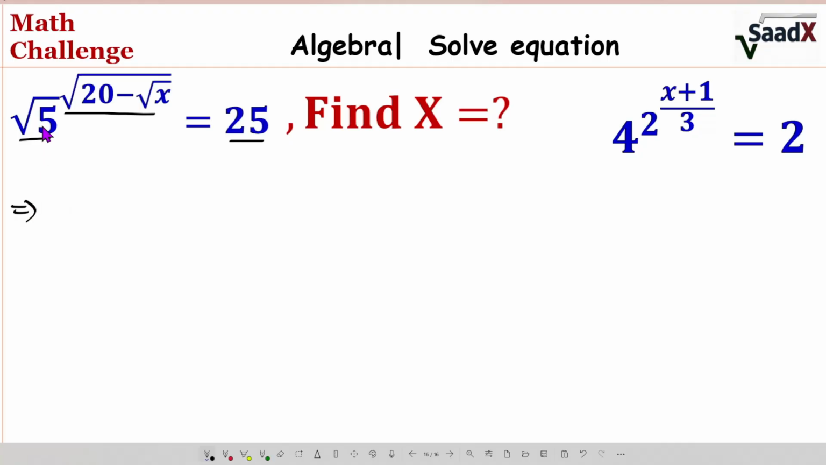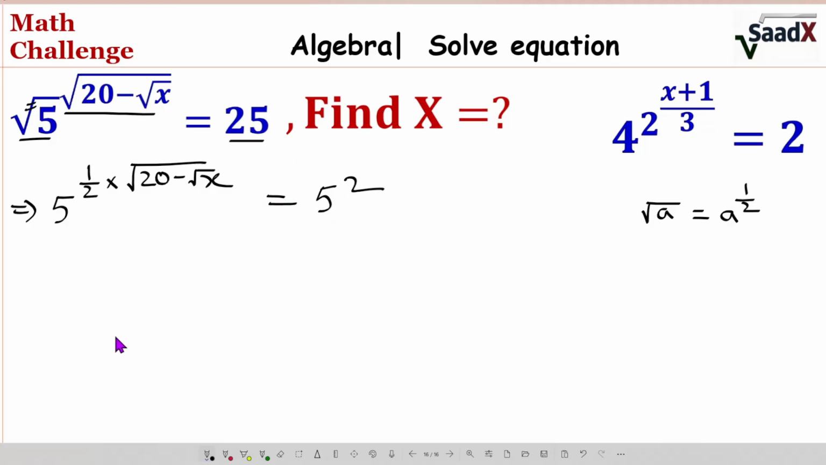So first we have to omit this root. So we know root a equals a to the power 1 by 2, right? So this one we can write as 5 to the power 1 by 2 times (root 20 minus root x), and here equals to, this 25 we can write as 5 squared. We know once bases are the same, that time the powers will be equal, it means a to the power m equals a to the power n, we can write m equals n.